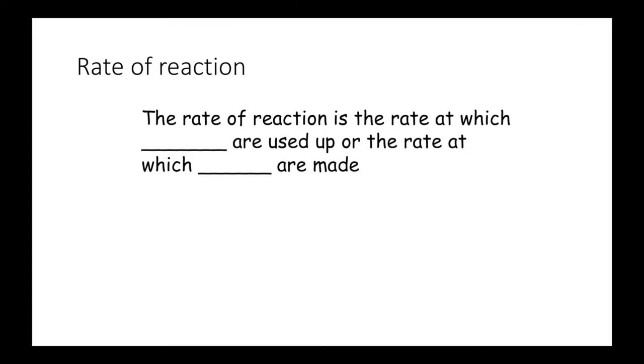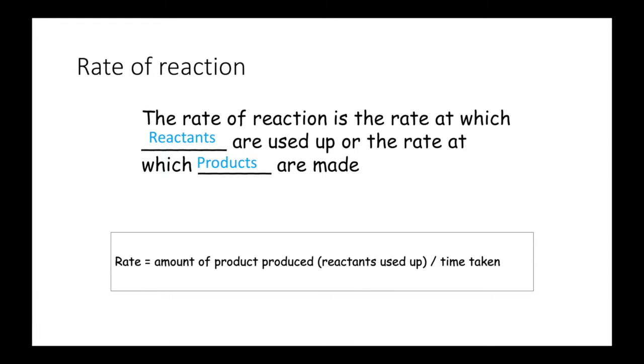So our rate of reaction is the rate at which our reactants are used up. For example, the popcorn reaction where the kernels are used up in order to make the white popcorn, or the rate at which the products are made, so there your cooked egg being formed. And so we have two equations for our rate of reaction. They're both given in this box here, but we can consider it being the amount of product produced divided by the time taken, or the rate being the amount of reactants used up divided by the time taken.